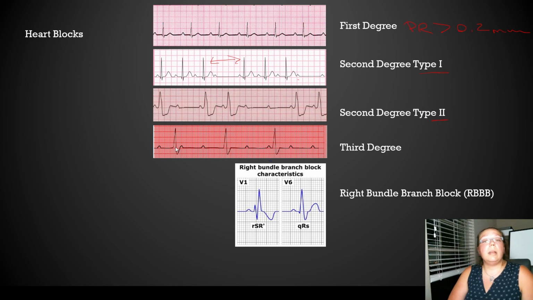Okay, now we got our bundle branch blocks. These are a little bit more difficult, and this is what you'll see on your 12 leads. Not necessarily on a strip like this.